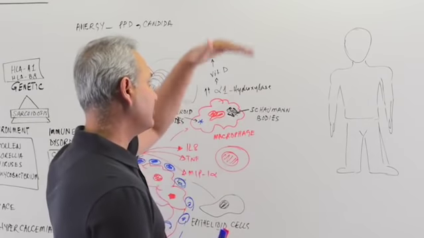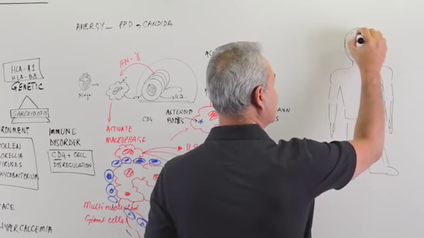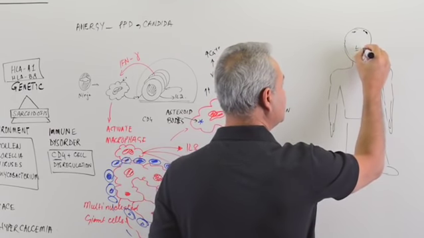So let's start from the head. The scalp can be involved, and there can be skin lesions on the nose, lips and cheeks area.